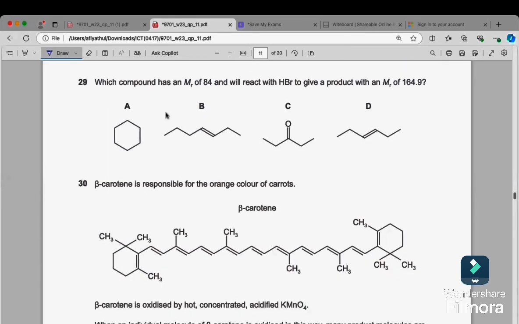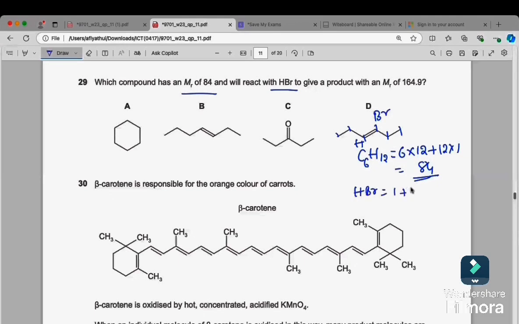This compound has an Mr of 84 and reacts with HBr to give a product of 164.9. Okay. So if you check here, 1, 2, 3, 4, 5, 6. So there are 6 carbon and you will have 12 hydrogen. If you find the mass of them, 6 times 12 plus 12 times 1, which is going to be 84. And if you're going to add the HBr into that, HBr is equal to 1 plus Br is around 79.9. You have to check it in the periodic table. And if you add this value with the 84, I will exactly get 164.9. So the best option should be here D.